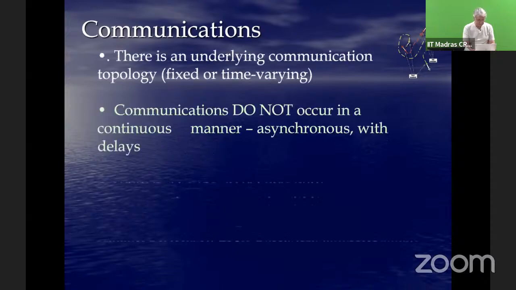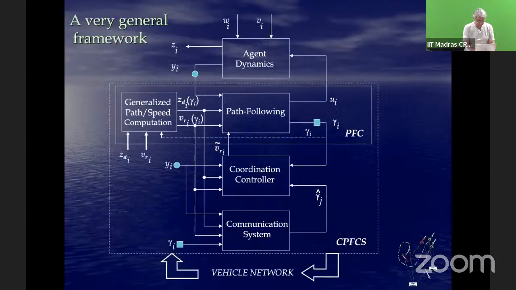And so this may look a bit complicated, but it is not. This is what happens when you have many vehicles operating. That's an agent. Each one of them is executing path following, but it's talking to the other ones. There's a coordination controller, and there's a communication system that allows the vehicle to talk with the other vehicles.